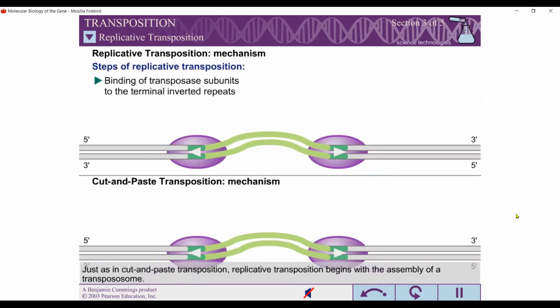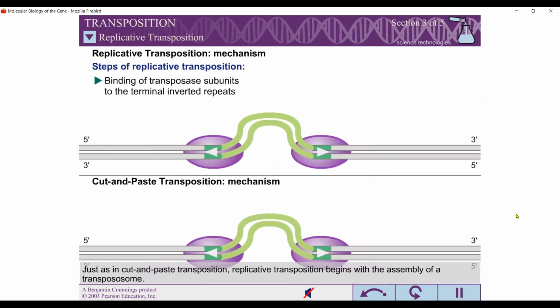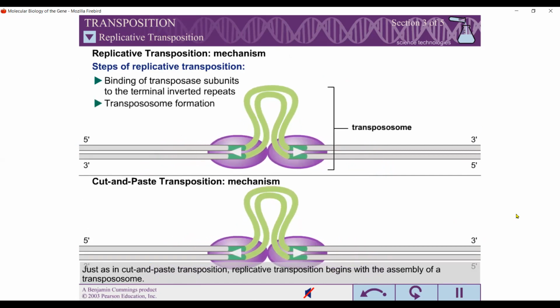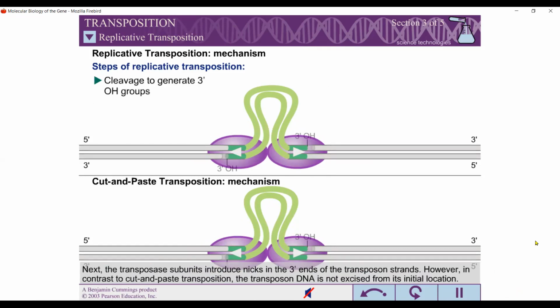So it's a very similar manner. Initially, you can see the transposon subunit binds to the terminal inverted repeats, forming the transposon. This is similar. Then we'll see the 3' hydroxyl nick at one end. So cleavage of the 3' OH is generated in both cases.